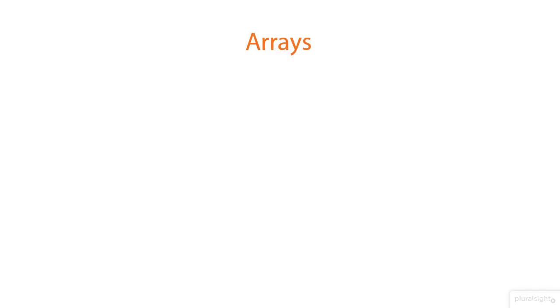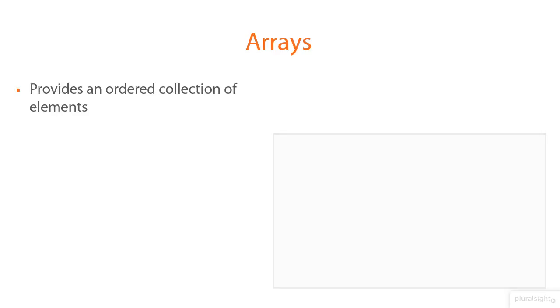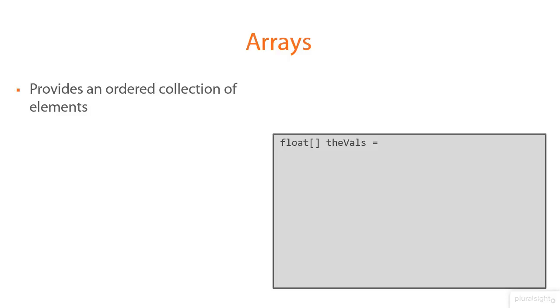Arrays are a really important part of Java. Their formal definition is that they provide an ordered collection of elements. What that really means is that they allow us to store multiple values of a common type under a single name. So if we do something like float theVals, but you notice that we've got that square bracket right after the float. That indicates that we're declaring theVals as an array.